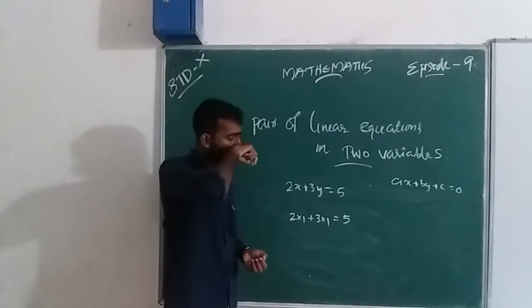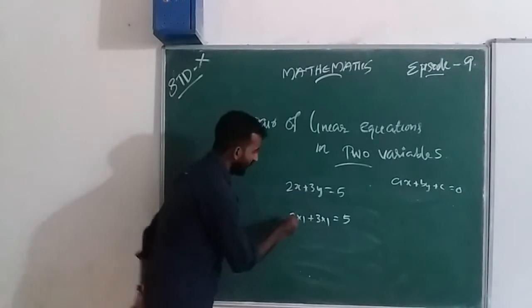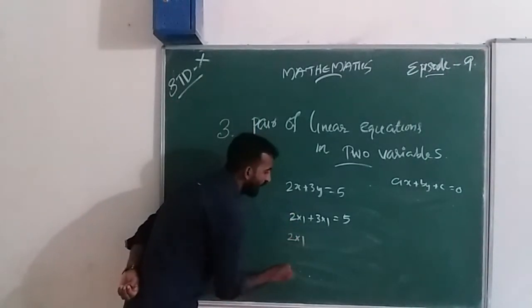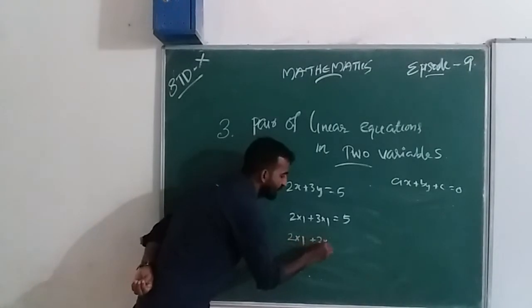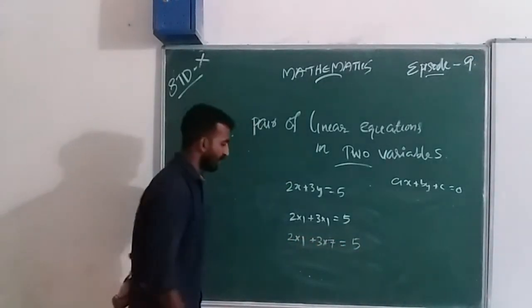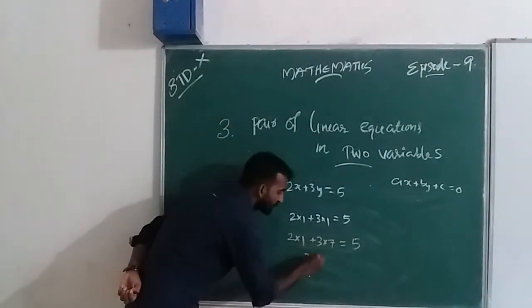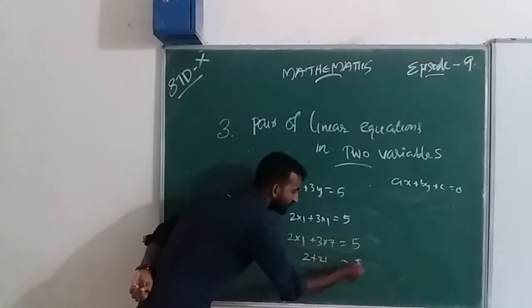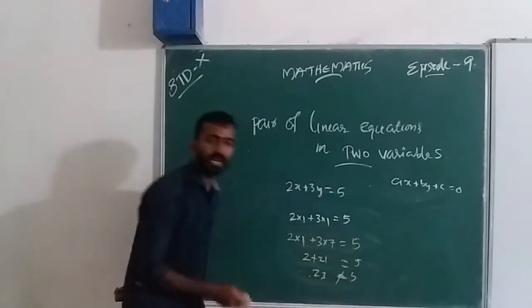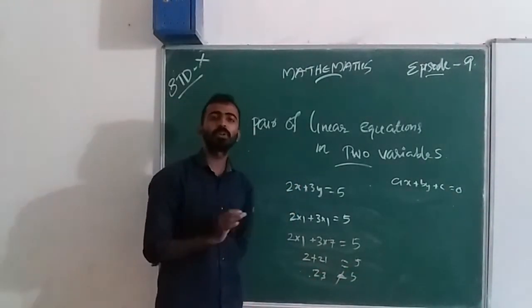When we take another number, x equal to 1 and y equal to 7, 2 into 1 plus 3 into 7 equal to 5. Is it correct? That is 2 plus 21, 23, not equal to 5. Here LHS and RHS are not equal.